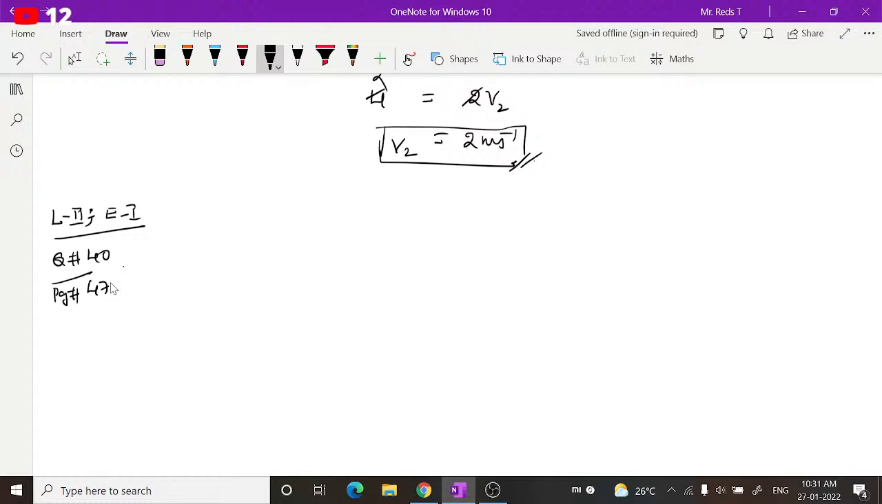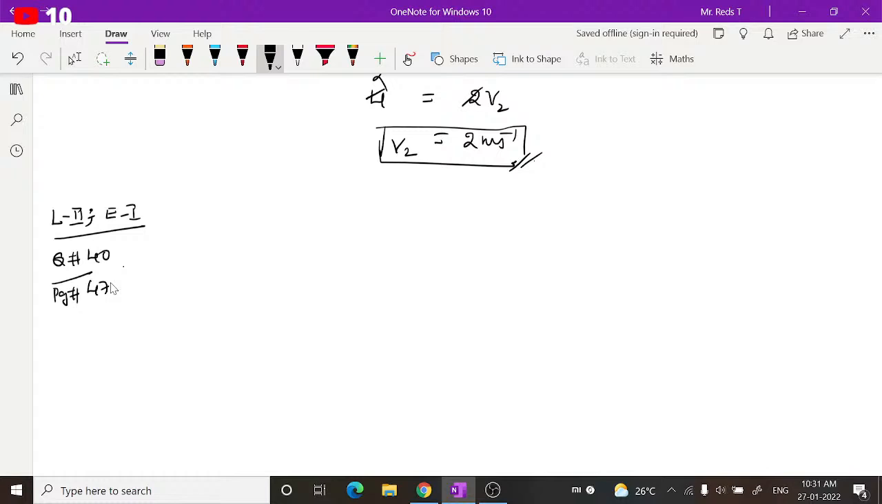Next, let us see question number 40, page number 47. So what is given here? Let us see. A body of mass 5 kg moving with the speed of 3 meters per second collides head on with a body of mass 3 kg moving in the opposite direction. This kind of questions you have to be a little careful. Opposite direction means you have to take the sign carefully. In the opposite direction at a speed of 2 meters per second. The first body stops after the collision, then the final velocity of the second body is.